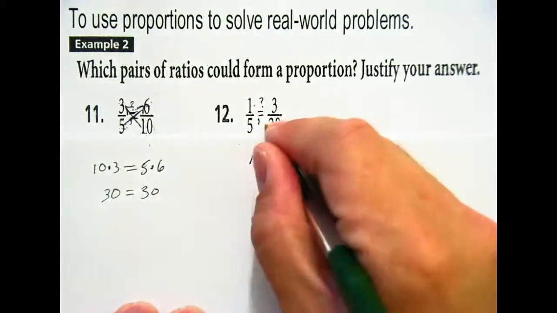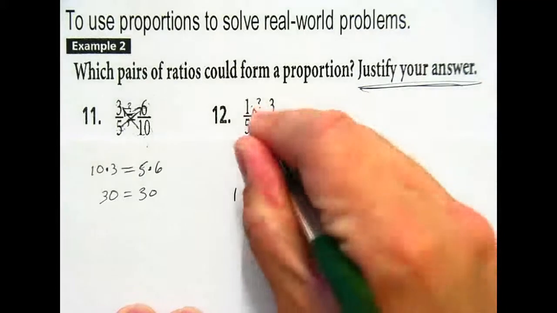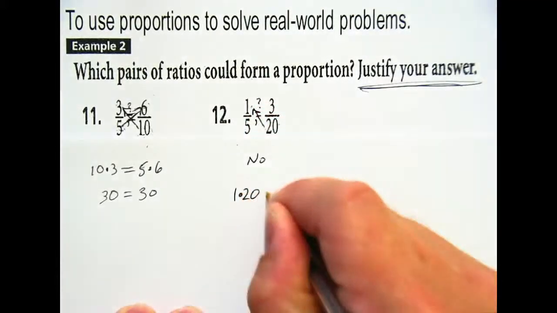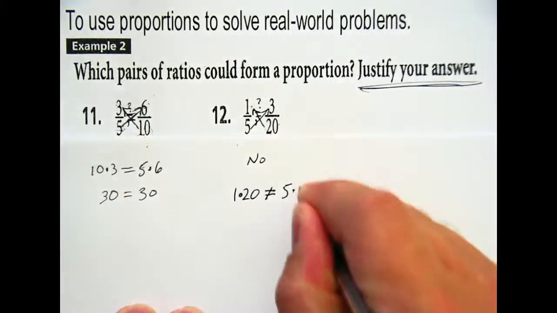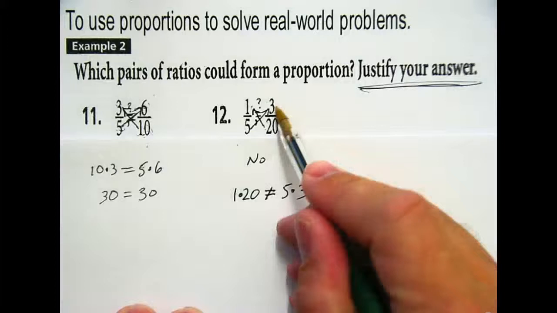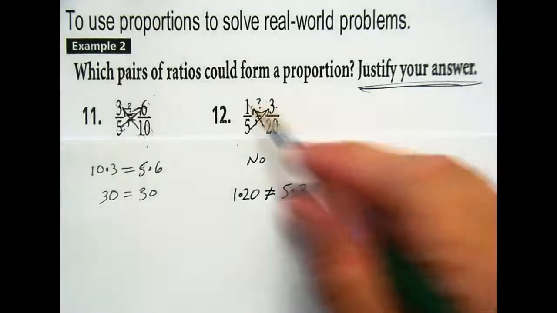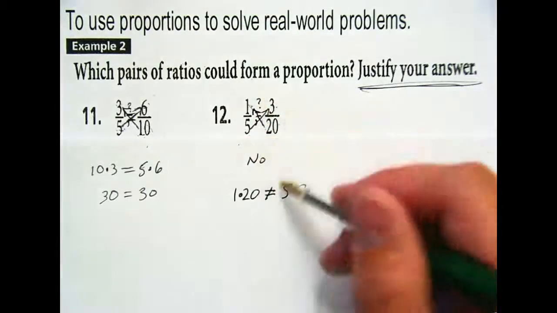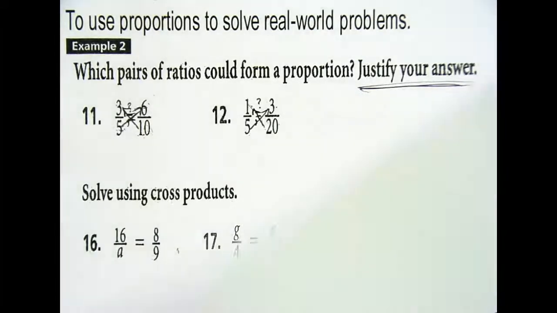Good. Yeah, so the way you justify that, where it says justify your answers, you go, well, 1 times 20 is not equal to 5 times 3. One equals 20, and the other equals 15. When you cross multiply, you don't get the same number. They're not proportional. Okay, that's a quick way of testing proportions. You could also say 3/20 doesn't reduce to 1/5, or 1/5 won't reduce to 3/20. All right. Any questions there?